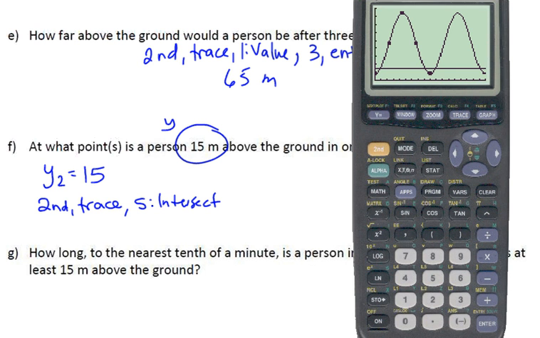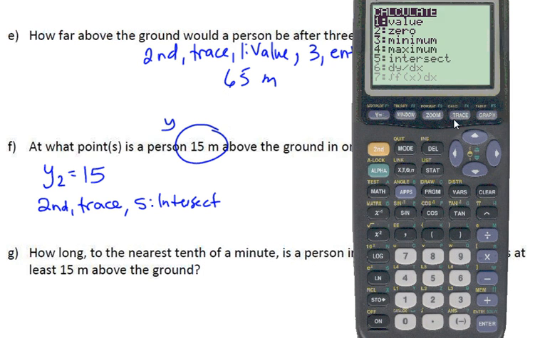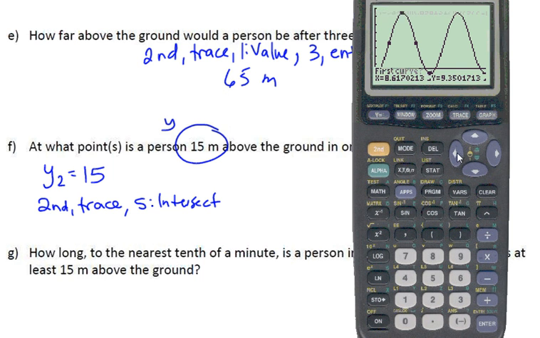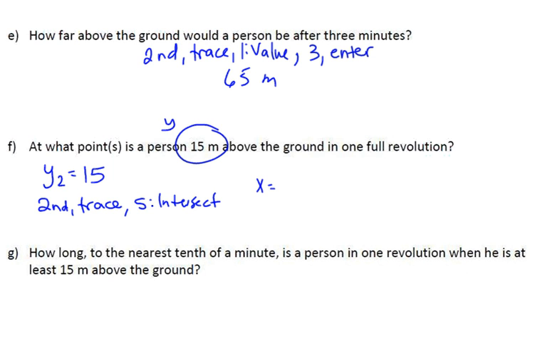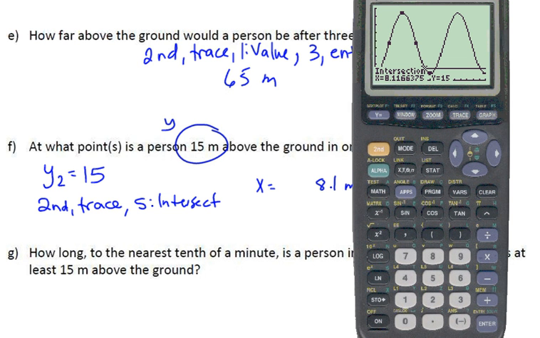Okay, let's go in the first revolution. Just in one revolution. So we have second trace 5. So we'll do both of these. I'm already here, so I'm going to do this one first. So at 8.1 minutes, well, I guess we should get all of them. We actually could figure out the rest pretty easily if we know the period. Second trace 5.